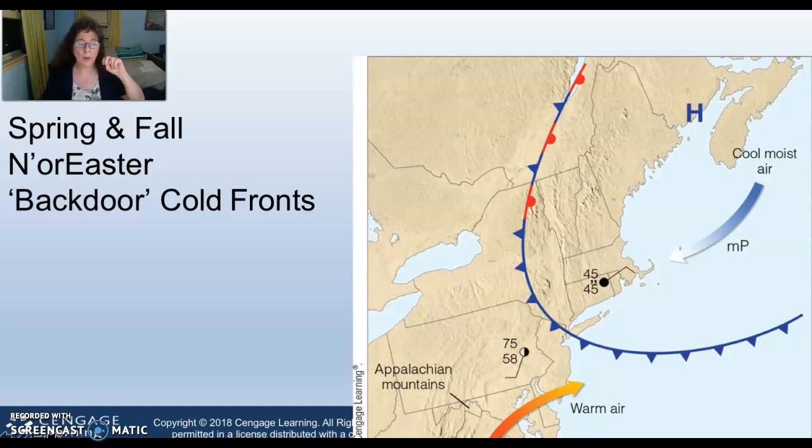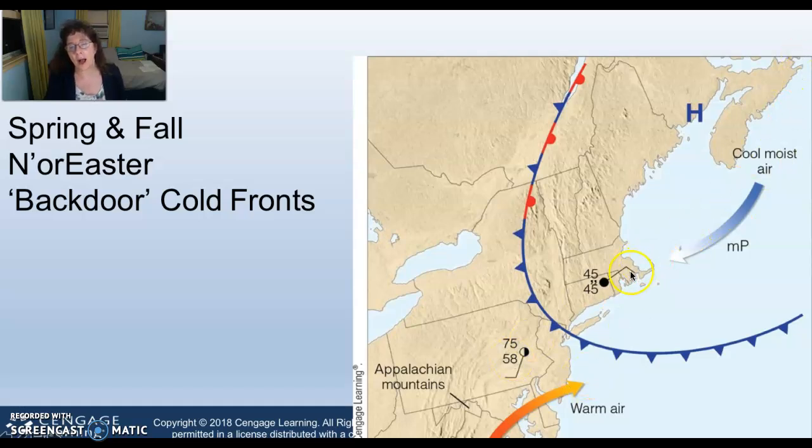One other thing I wanted to go over with you is backdoor cold fronts. And those are nor'easters. I had mentioned it on the air masses before. So I just want to go over the dew point differences between the maritime tropical air mass that comes up from the Gulf of Mexico at 58 degrees for a dew point and 45 degrees for the dew point on the maritime polar out of the North Atlantic. So here's an area where you really see the cold temperatures and the cold dew points and the warm temperatures and the warm dew points.